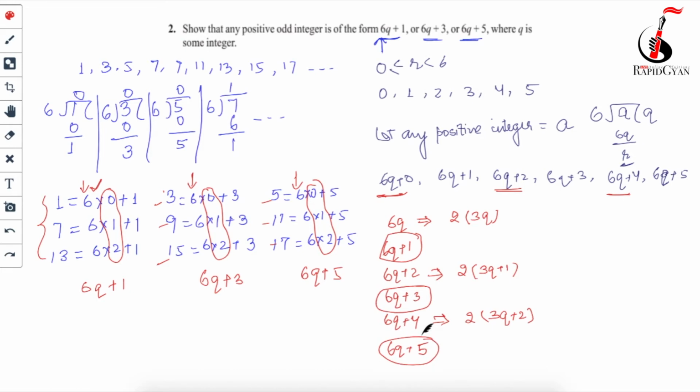So by looking into this information, what are you analyzing? We know that any number which is divisible by 2 is an even number, and the numbers which are not divisible by 2 are odd numbers. So here we can clearly see that 6q plus 1, 6q plus 3 and 6q plus 5 are the three numbers which are not divisible by 2. It means they are odd integers. So we can write odd integers in the form of 6q plus 1, 6q plus 3 and 6q plus 5. Okay, so that's your solution. Now we will go to the next question.